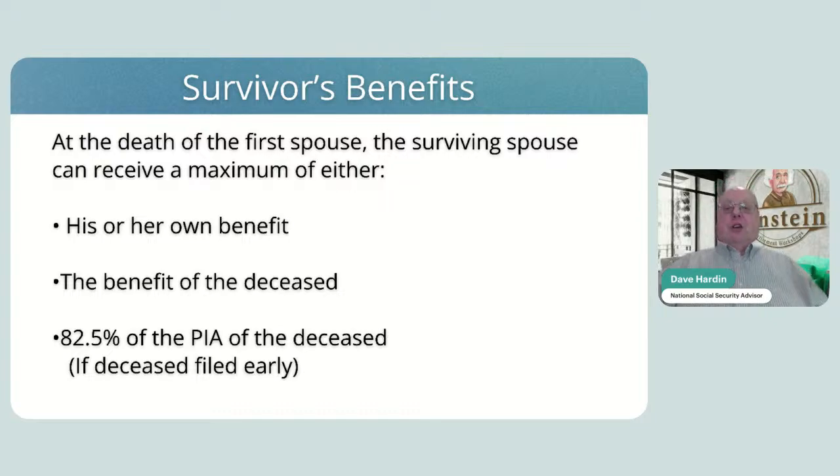Survivor benefits. At the death of the first spouse, a surviving spouse can receive a maximum of either his or her own benefit, or the benefit of the deceased. So I don't want my benefit, I want the benefit of the deceased. I can take that, or 82.5% of the PIA of the deceased if the deceased filed early.